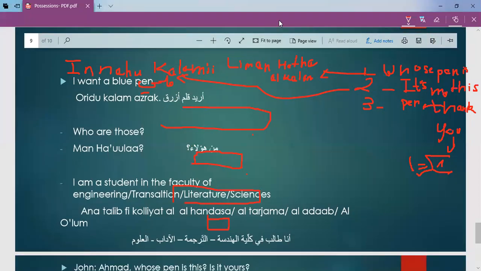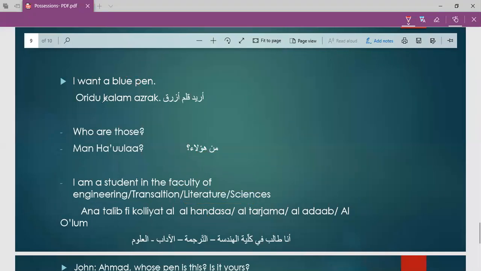Now we started talking about sentences as usual. After we finished with the whole lesson, we are going to start creating sentences and then a dialogue. I want a blue pen. What do you mean by I want? Uridu. Pen is kalam, blue is azrak. For those interested in colors, red is ahmar, so you say uridu kalam ahmar. Black is aswad. Green is akhdar. So uridu kalam azrak, uridu kalam ahmar, kalam akhdar. It depends. I'm just giving you information here.